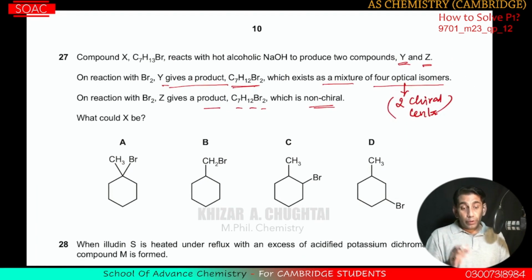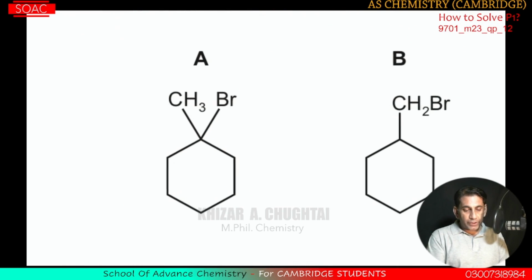What could X be? First of all, the first step is, you can see it over here, C7H13Br reacts with hot alcoholic NaOH to make 2 compounds. What are these 2 compounds Y and Z? These are 2 alkenes, right? What are these 2 alkenes? I am going to start from option A. Let's see over here. If Br from this carbon and 1 hydrogen from this carbon are lost, there is a loss of HBr, and we are going to have a carbon-carbon double bond over here.